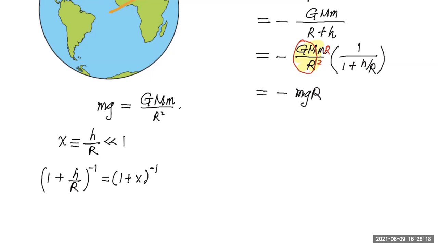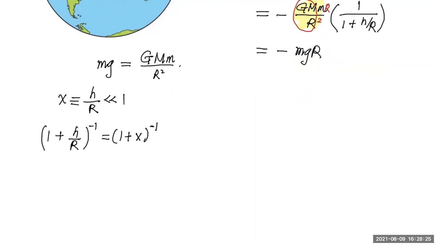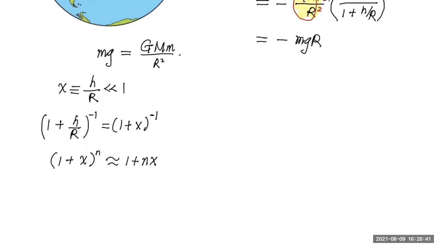Okay, at this point, I'm ready to take advantage of this approximation of x far less than 1. You have a general mathematical formula, 1 plus x to the power n. When x is very close to 0, it is roughly equal to 1 plus nx. This is in fact a well-known approximation. We use that very often in physics. I'm sure you have learned that from a math class. In our case, x equals h over R, and n simply equals -1.